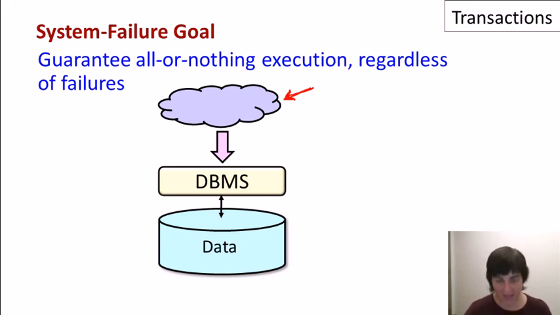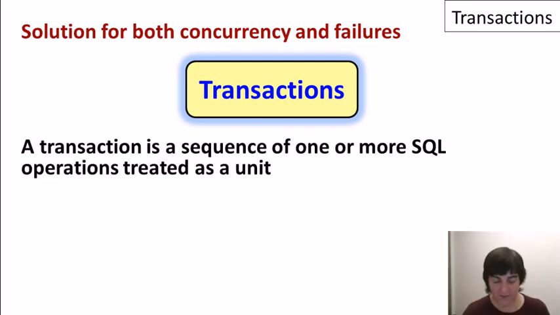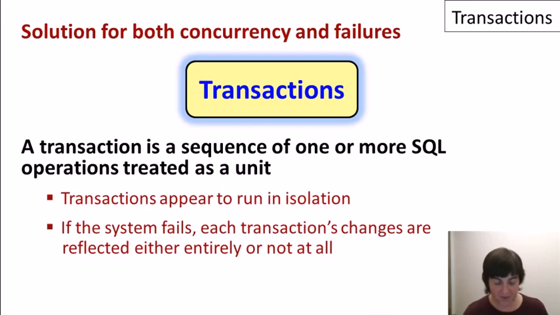So we've talked about problems with concurrency, we've talked about problems with system failures, and interestingly, the exact same mechanism can be used to deal with both of those issues, and that mechanism is, not surprisingly, transactions. So overall, a transaction is a sequence of one or more operations that are treated as a unit. Specifically, each transaction appears to run in isolation, and furthermore, if the system fails, each transaction is either executed in its entirety or not at all.